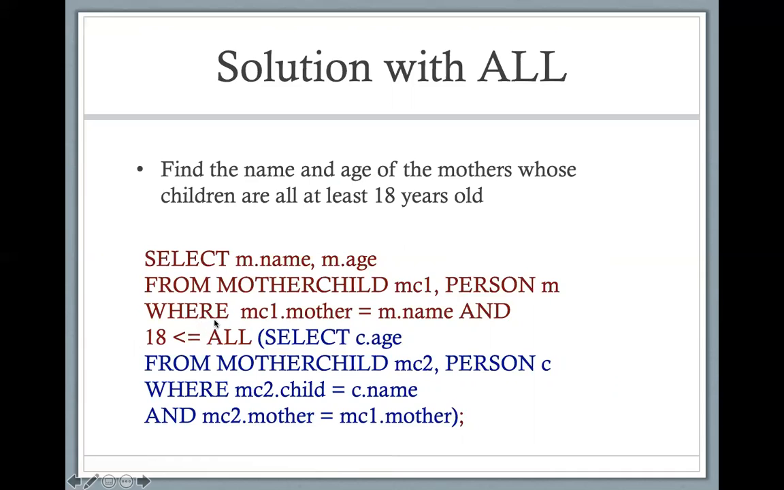18 is less than or equal to all. So basically, whatever comes here as a list of values, all of them have to be greater than or equal to 18. Yeah, this is what 18 less than or equal to all means.